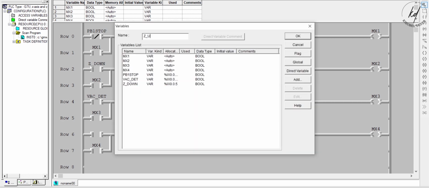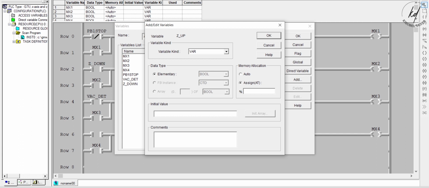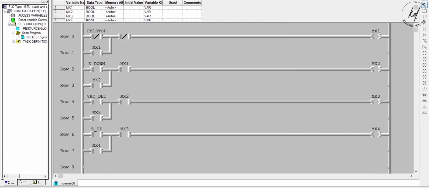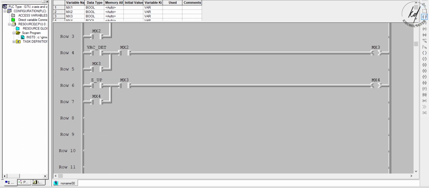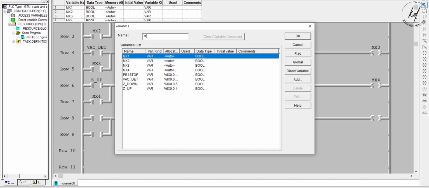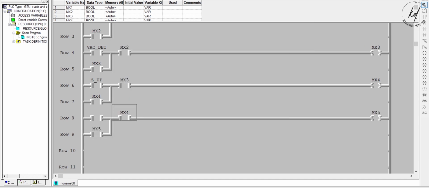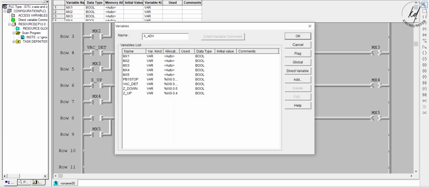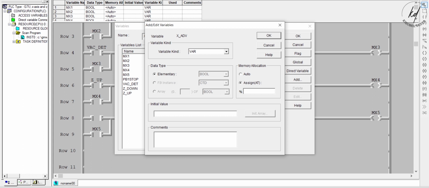Z_up is another Z-axis sensor which detects its effect as it lifts up its piston. It is connected with the address IX 0.0.4. X_ADV is the X-axis advanced state, detected through the sensor with IX 0.0.7 address allocation.